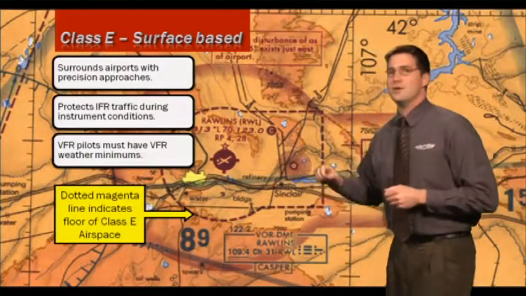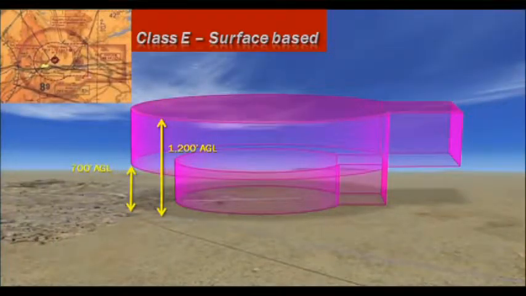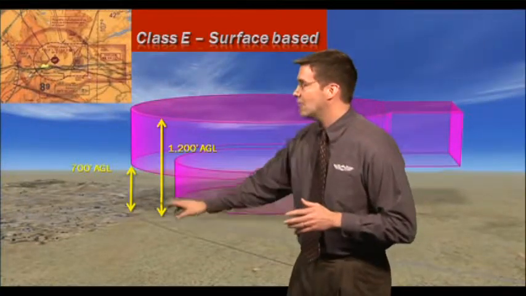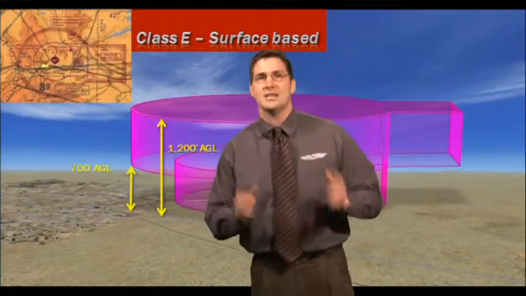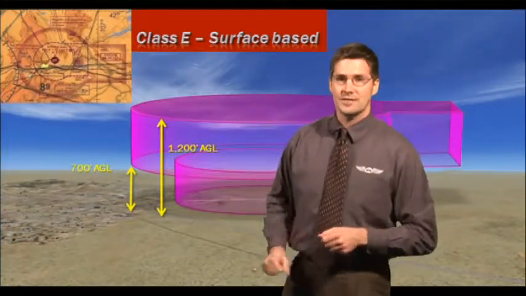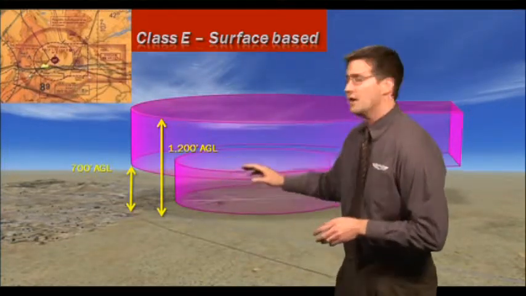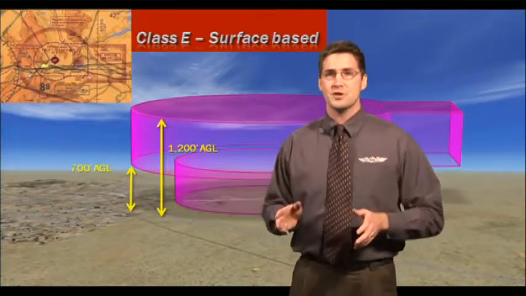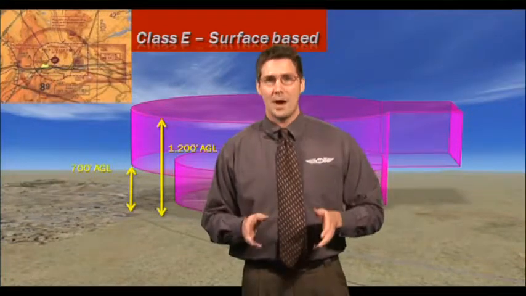Here's a 3D view of surface-based Class E airspace and a transition area. The transition area starts at 700 feet AGL and goes all the way up to 1,200 feet AGL. The Class E surface area starts at the ground and joins the transition area at 700 feet. Now, you can see that this airspace resembles an upside-down wedding cake.